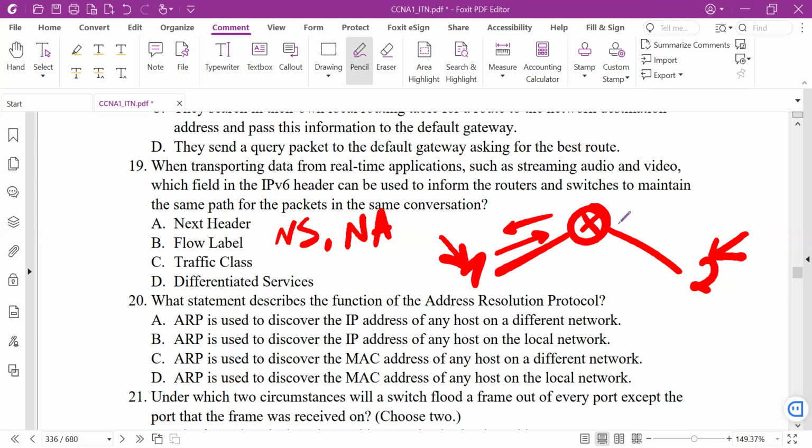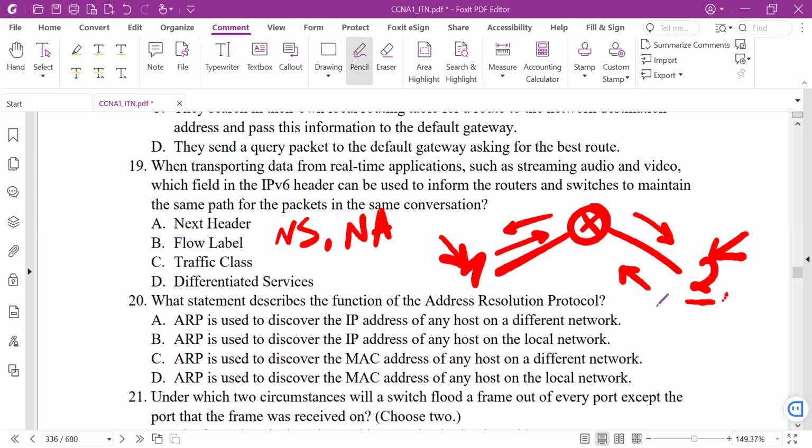Then when we want to find this destination, we are at the router. Another solicitation is sent there, then an advertisement is sent back with this MAC address. I think it's the same thing as ARP.